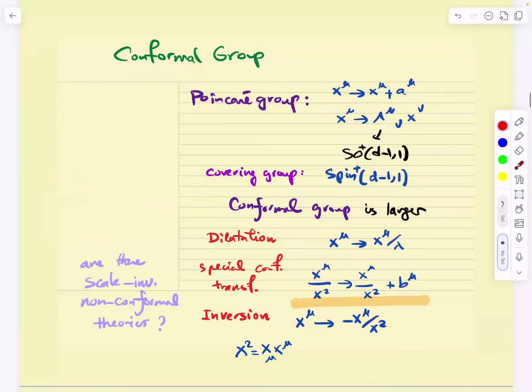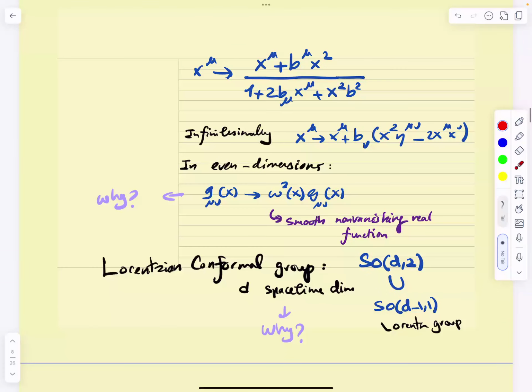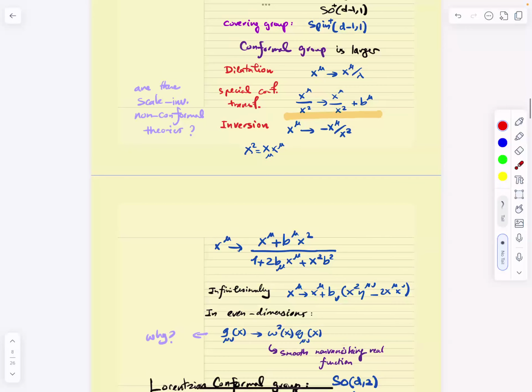This relation is often written this way. This is equivalent to writing it this way. I wrote it this way to make the role of inversions clear, but it could equivalently be written this way. This is the usual form that we find in most textbooks.